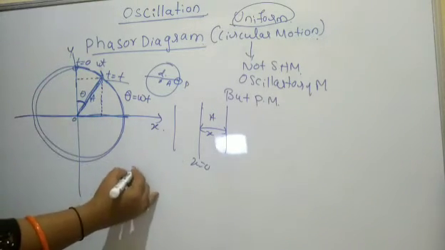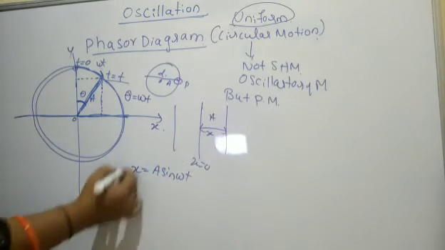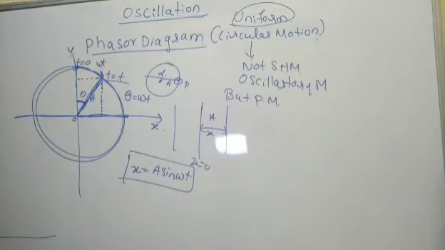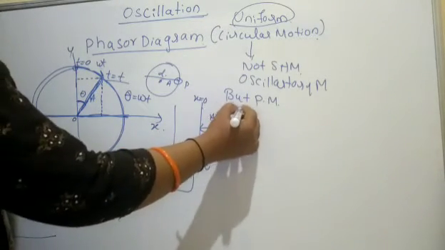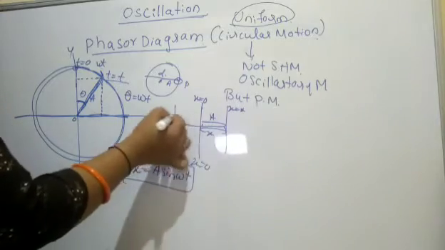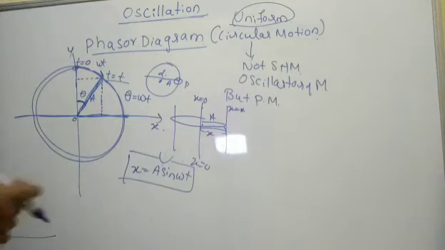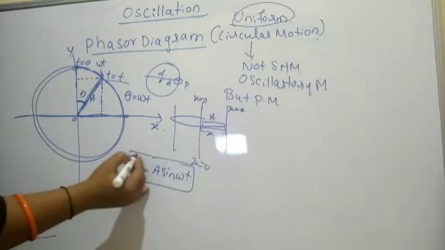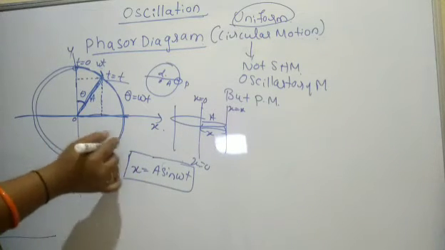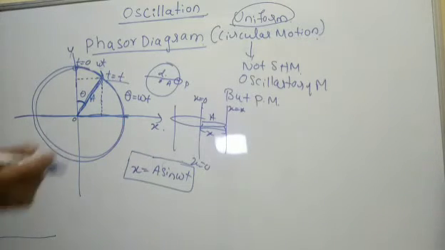We know x is equal to a sine omega t. So this is the equation of a particle executing simple harmonic motion. See, where x is equal to 0 to x is equal to a, it is moving to and fro. So this is the equation we got, a sine omega t. This is the simple harmonic equation of a particle executing to and fro motion.